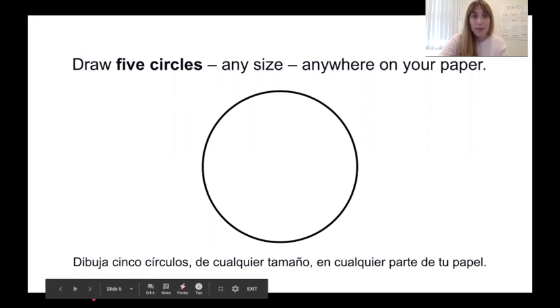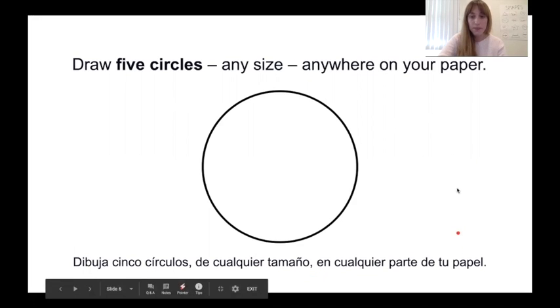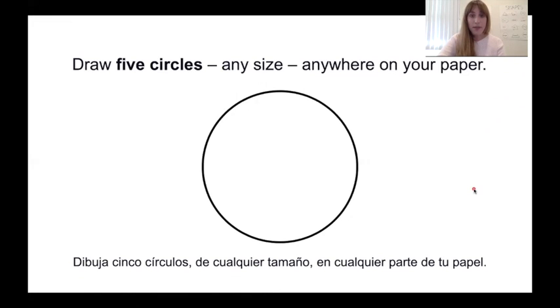The next step is to draw 5 circles. These circles can be any size, and they can also be anywhere on your paper. So you can pause here, and then when you're ready, you can move on to the next slide.